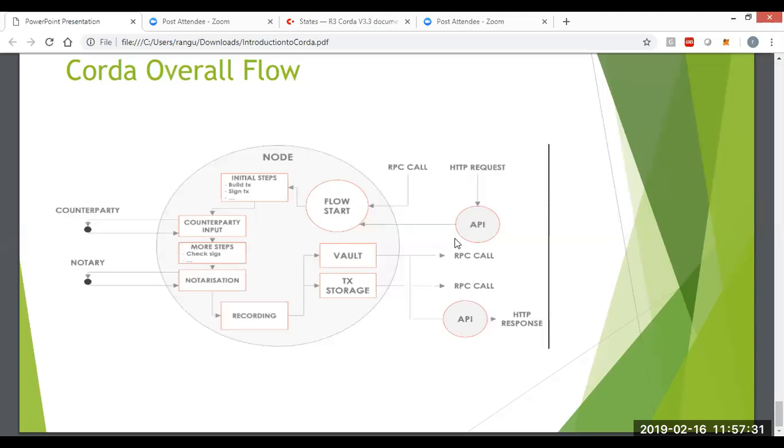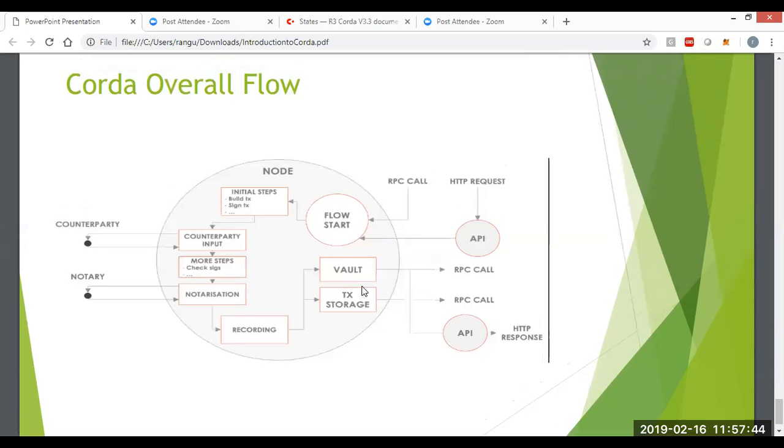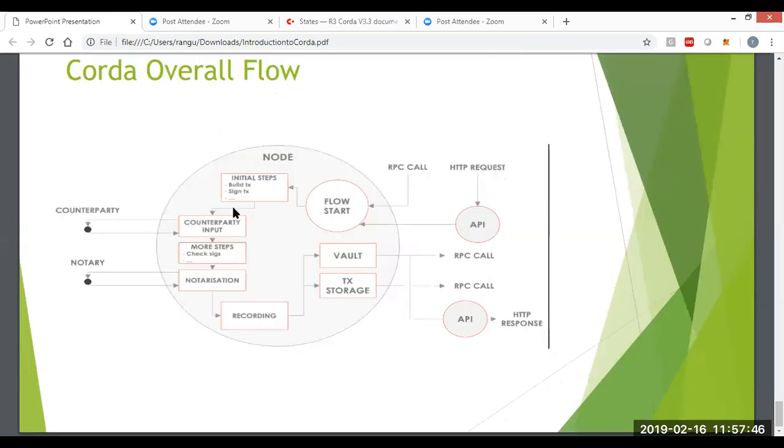To scale, doesn't it have to support NoSQL? I'll answer that at last, so I'll finish this part first. So this is the entire flow of Corda. So now this is pretty much about Corda.